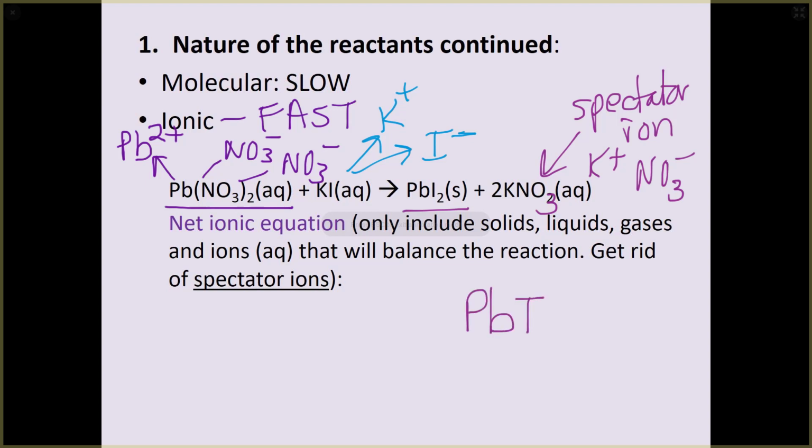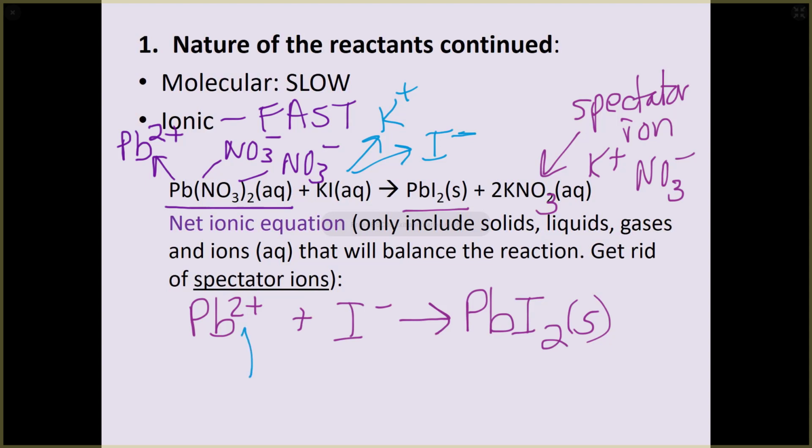So again, this was the exciting part of the reaction. I made a precipitate. For the net ionic equation, again, it only includes the product that's a solid, liquid, or gas, and then whatever ions combine to make that. Well, I know that the lead had to combine with the iodide. And I need to make sure that I put the correct charges on them.